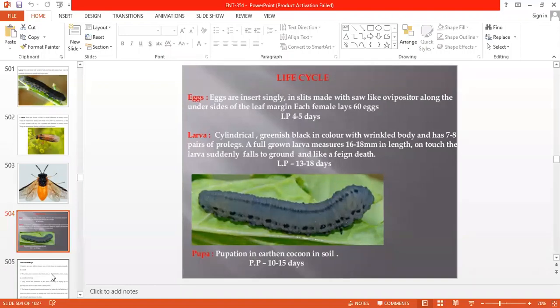Full-fed larvae descend the plant and enter the soil to a depth of 25 to 30 mm. They pupate in waterproof oval-shaped cocoons made of silk and emerge from them as adults in 11 to 31 days. Thus, the total life cycle is completed within 31 to 34 days. This pest completes 2 to 3 generations from October to March.